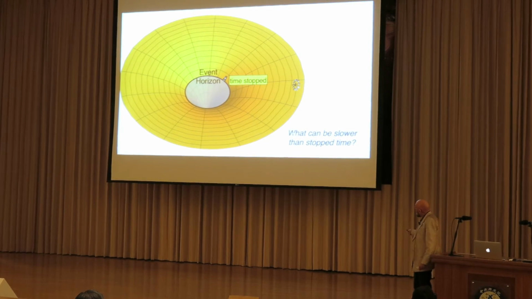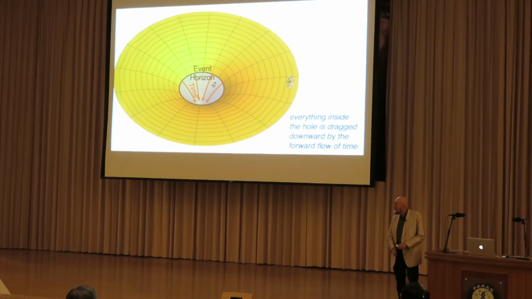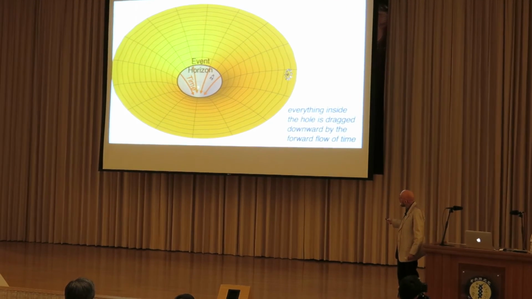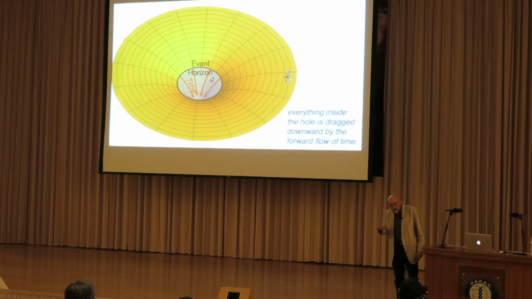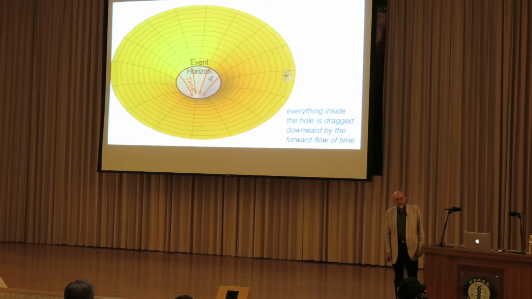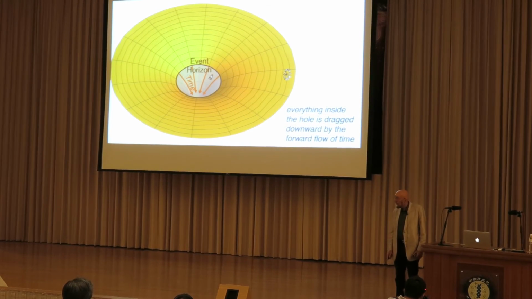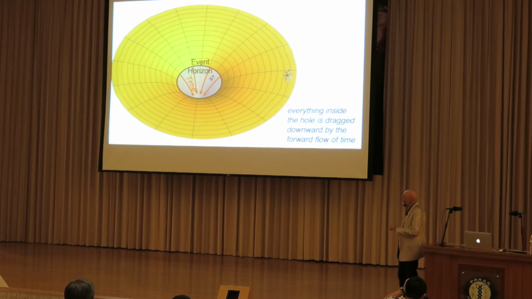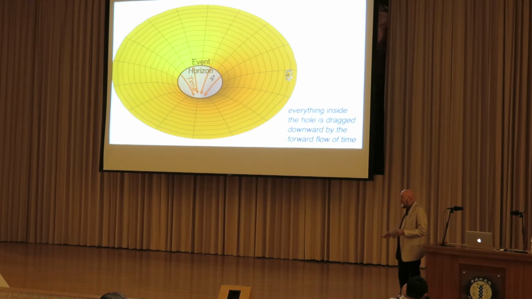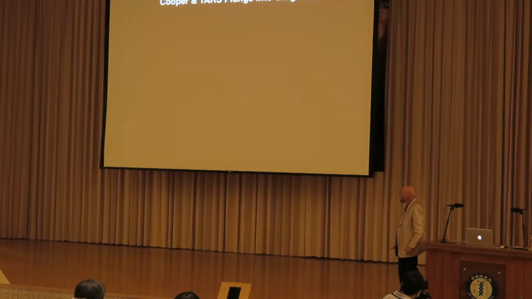What happens inside the black hole? What can be slower than stopped time? Well, it's a little weird. What happens is time flows downward away from the horizon in what you would think is a space direction, but that really is a time direction. And in technical terms, that's inside the future light cone of anybody who's inside the horizon, going downward. And so that's another reason that nothing can get back out. Everything is dragged forward with the flow of time and cannot escape.